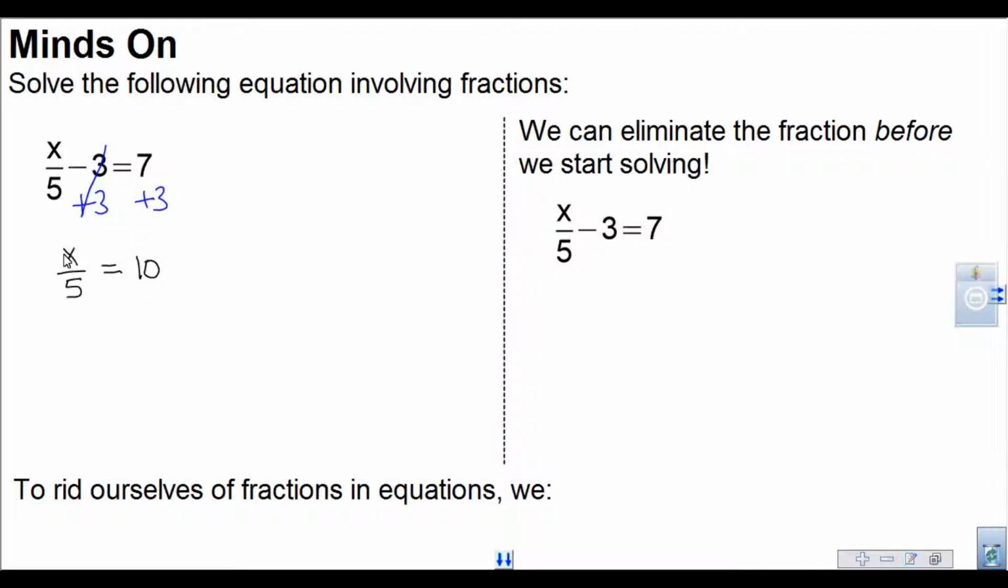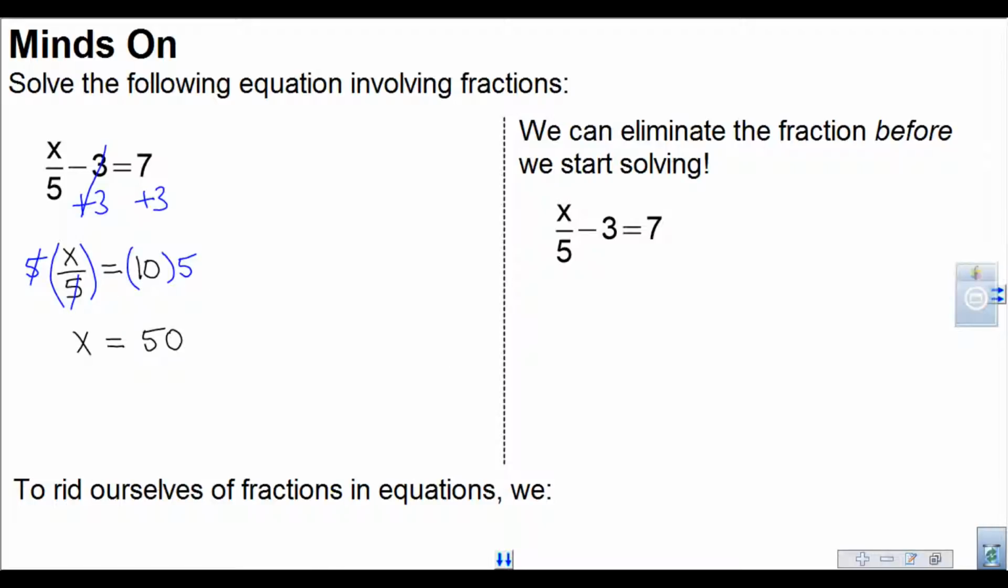Now, x is being divided by 5, so to undo that, we are going to multiply by 5, right? Because multiplying and dividing are opposite operations. Now these 5's are going to divide out, so I'm left with x, and that's equal to 10 times 5, which is 50. So we're going to solve the same equation, but instead of adding first and then multiplying, we're going to eliminate the fraction first by multiplying.